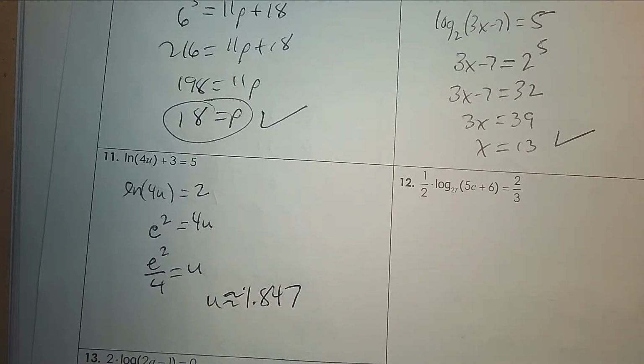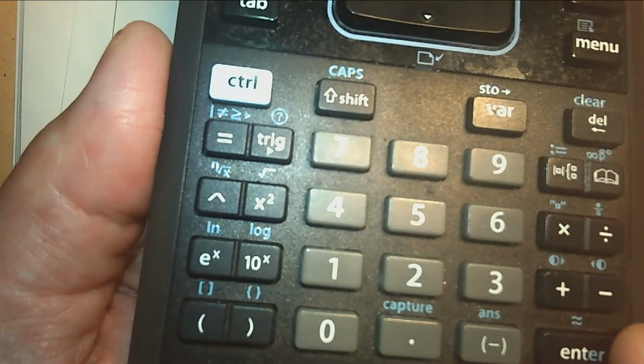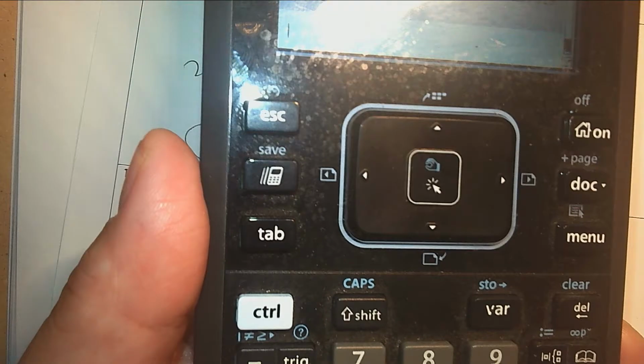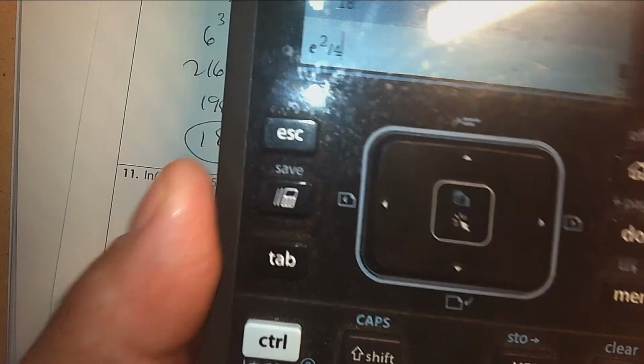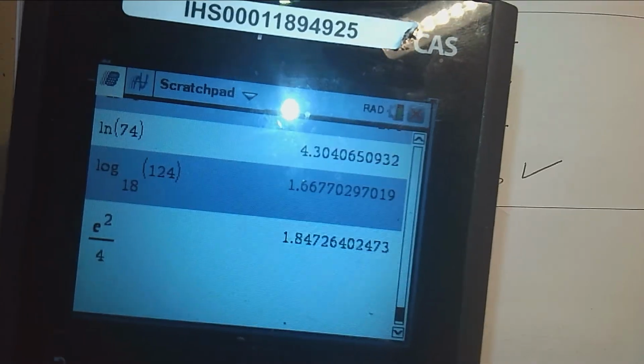Now, on this calculator, e just sticks out right there to you, right? It's like right there on the left. So you just press the same thing. You go e to the 2 and then divide by 4. And you get the same answer. So e to the 2 divided by 4, same answer.